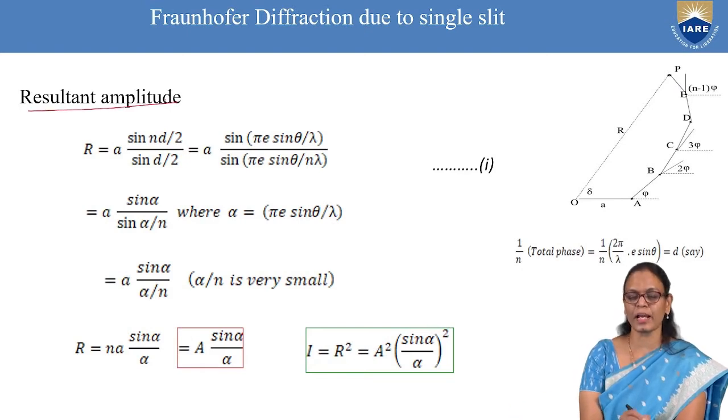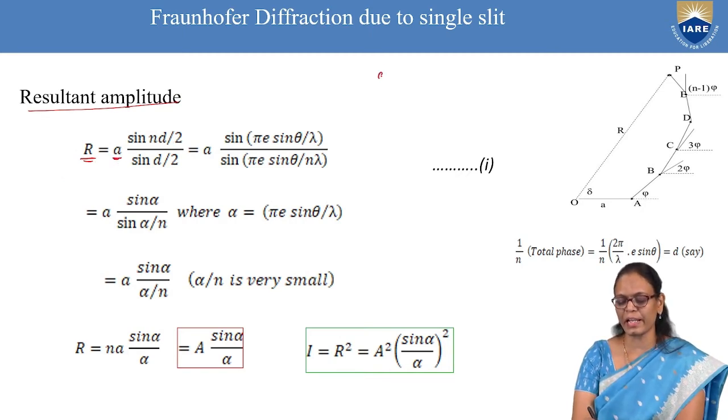Now what is the resultant amplitude given by? R is equal to A sine nd by 2 upon sine d by 2. This is the formula for the resultant. A represents the amplitude, and d is nothing but 1 by n into 2 pi by lambda into e sine theta.